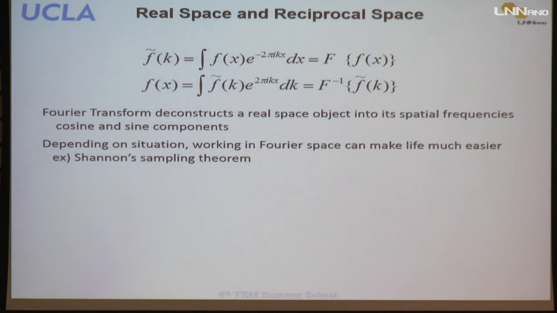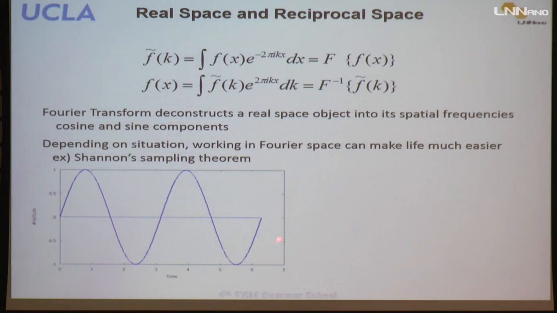For example, Shannon's sampling theorem, this is a very famous one. When computers were initially developed, people tried to digitize some signal and send it very accurately to somebody else. The signal is originally analog, so it's continuous. To send this signal as accurately as possible after digitizing, people would think to just sample very finely and send, and then that will be more accurate.